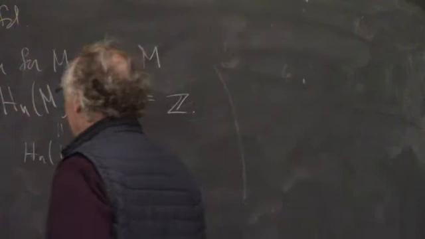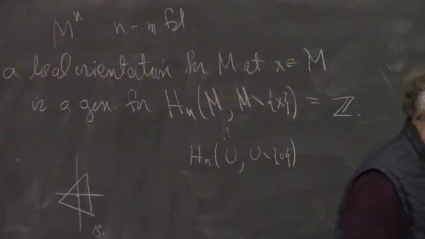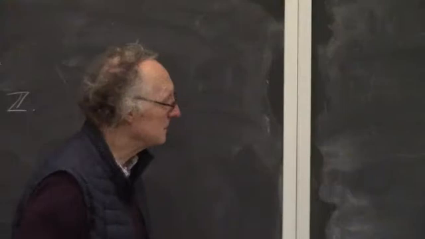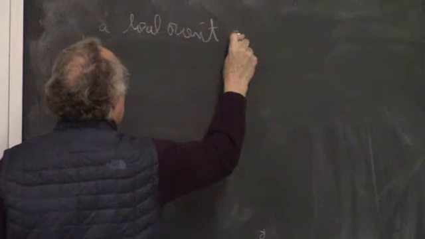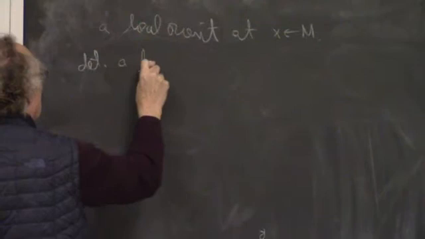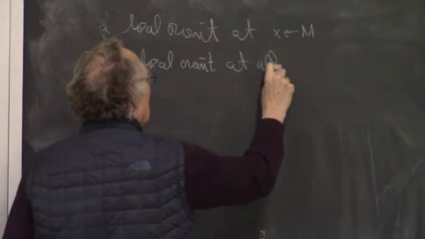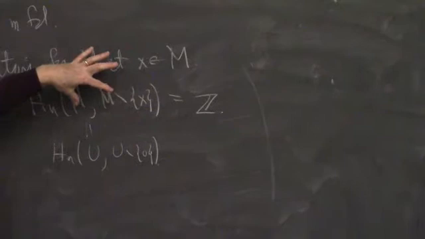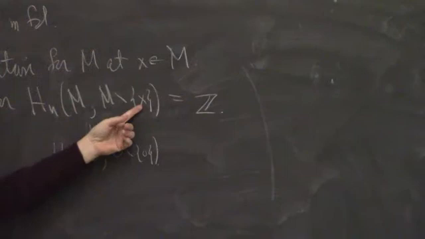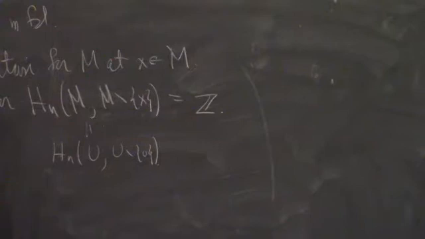Now, the next thing to notice is these local orientations, at least locally in a manifold, form a constant system. A local orientation at x in N determines a local orientation at all y in N sufficiently close to x. The point is, if you have a generator, you represent it by a relative cycle. The boundary of that cycle is a compact set, it misses x. So it misses all the y sufficiently close to x. And therefore, it's also a relative cycle for M, M minus y.